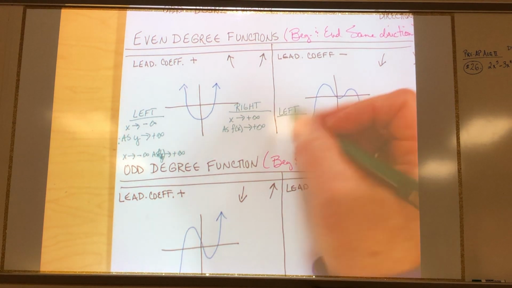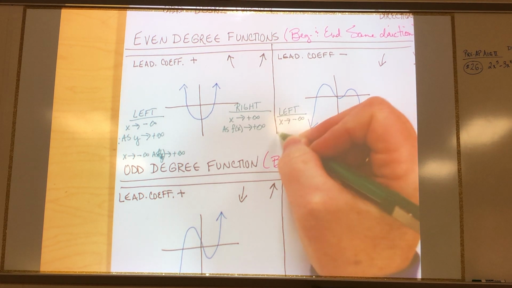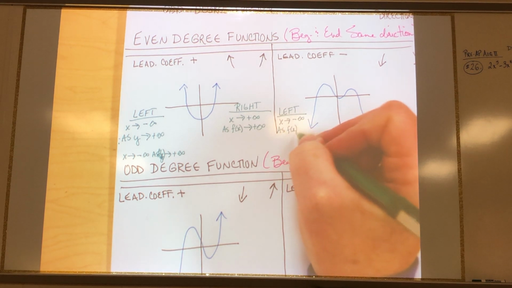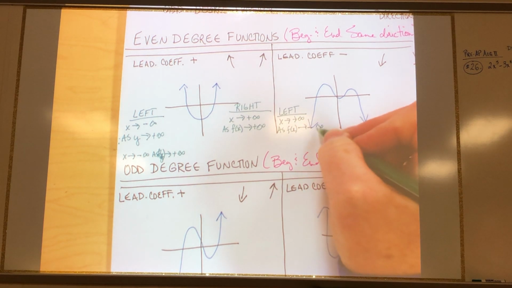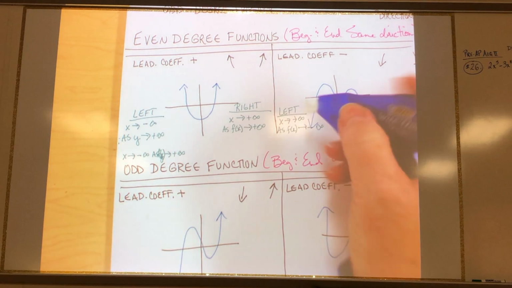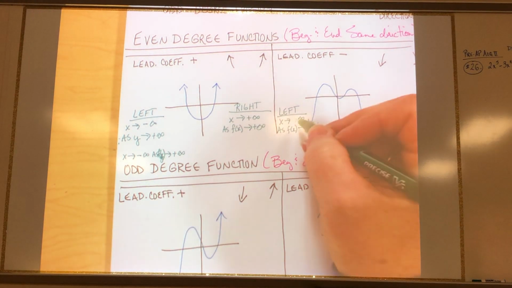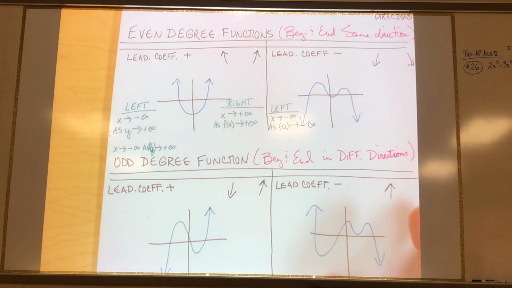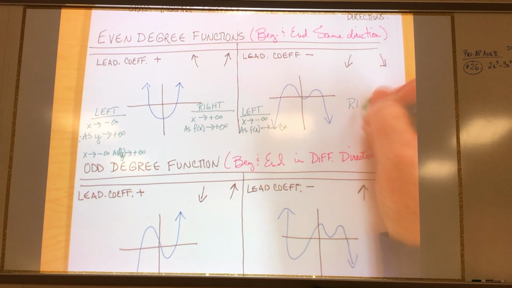So left hand behavior, x approaches what? Perfect. As f of x, thank you, Kevin, approaches negative infinity. Sorry, I don't know what happened to me. Negative. Yeah, I put negative and then my brain goes, you forgot to draw your arrow, but I didn't. All right, are you with me? So I made 2 arrows.